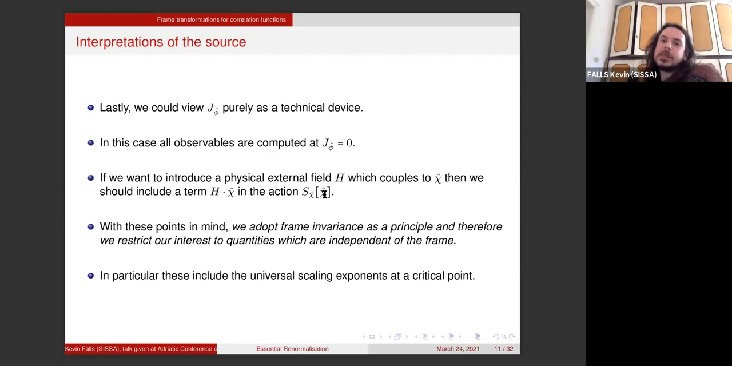So with these points in mind, what we want to do in the spirit is adopt this idea that we can pick these frames however we like. Therefore we will restrict to quantities which we can compute independently of this frame. These will include the universal scaling exponents at a critical point. So in the end, the application I will give will be to the Ising model, where one can really show, the paper by Wegner back in the 70s really showed that you can make these general transformations and the critical exponents at a critical point will be invariant of which frame you pick. So this is the idea.